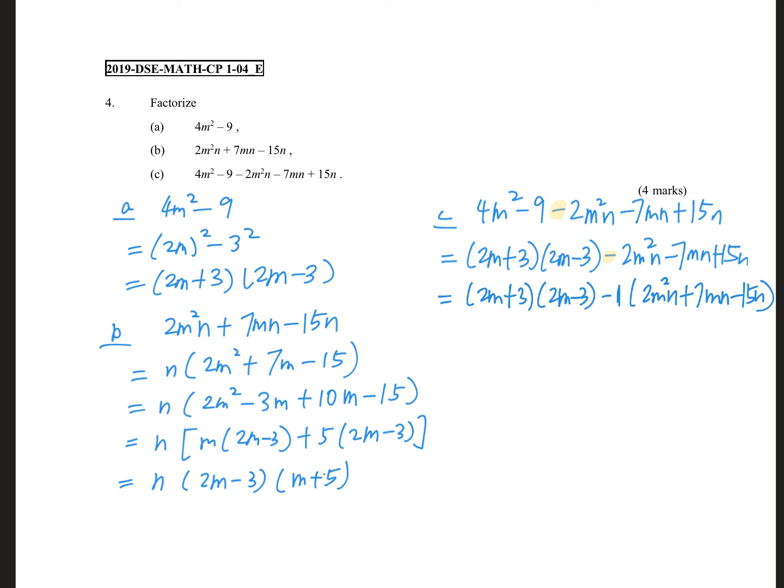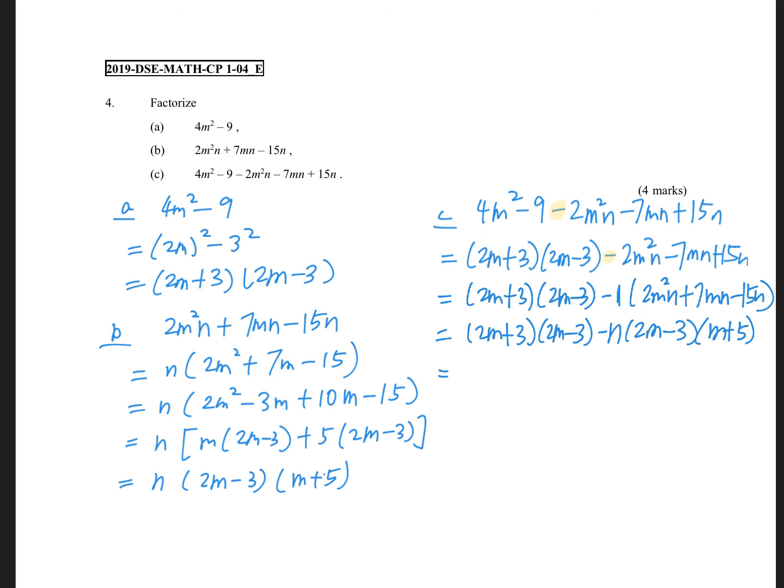And then you can see finally the final factor of the second group will be exactly the same as that in part B. And then we can use the answer from part B. So that will be minus m, 2m plus 3, 2m minus 3 times n plus 5.